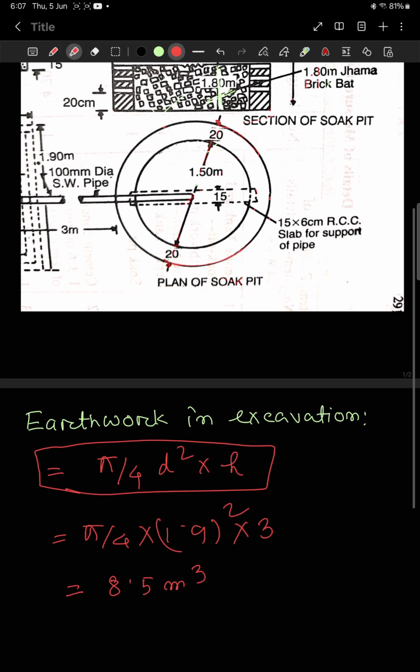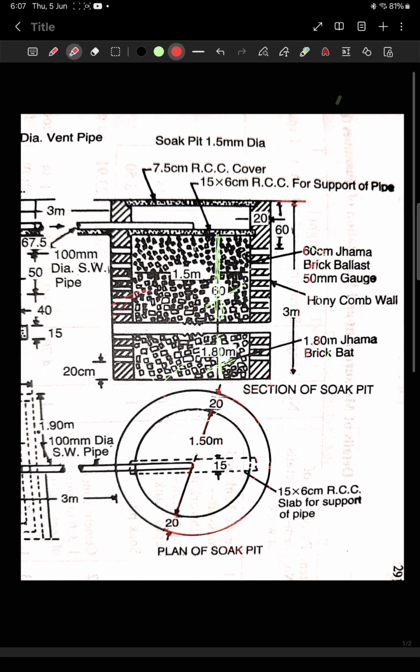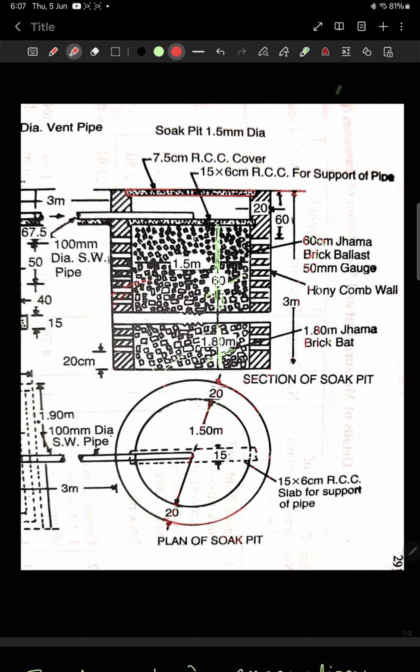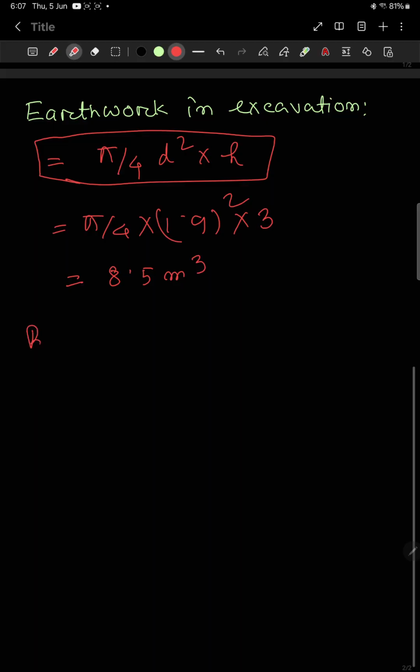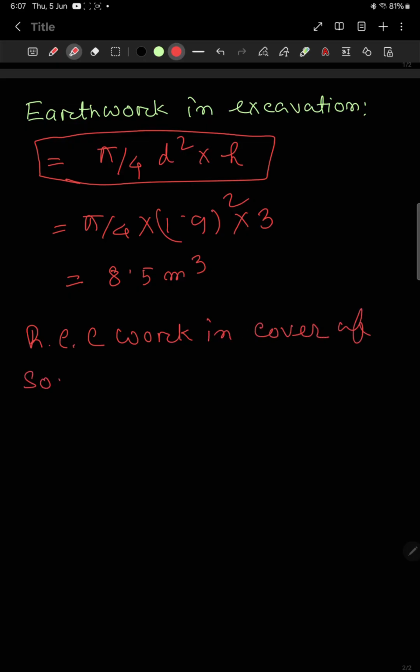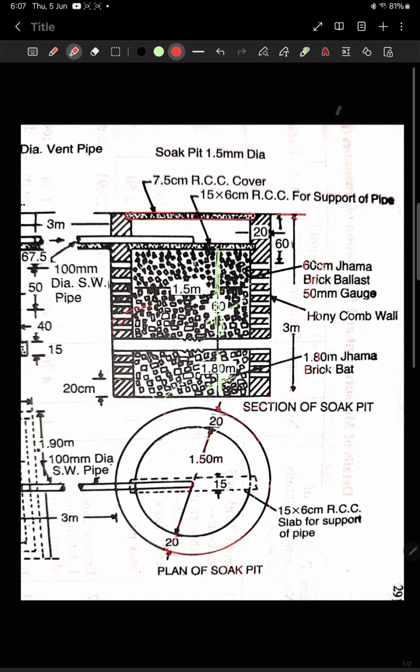So next we have a cover, an RCC cover of this much. So how much RCC work is associated in the construction of this RCC cover, we will have to calculate. So RCC work in cover of soak pit, which is equal to, what is the breadth?